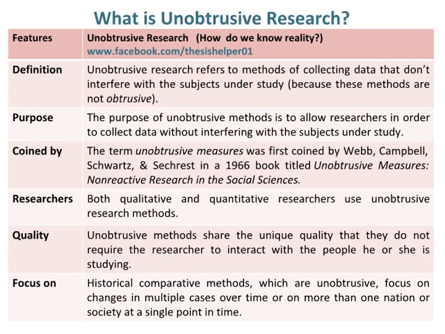Both qualitative and quantitative researchers use unobtrusive research methods. Unobtrusive methods share the unique quality that they do not require the researcher to interact with the people he or she is studying. Historical comparative methods, which are unobtrusive, focus on changes in multiple cases over time or on more than one nation or society at a single point in time.